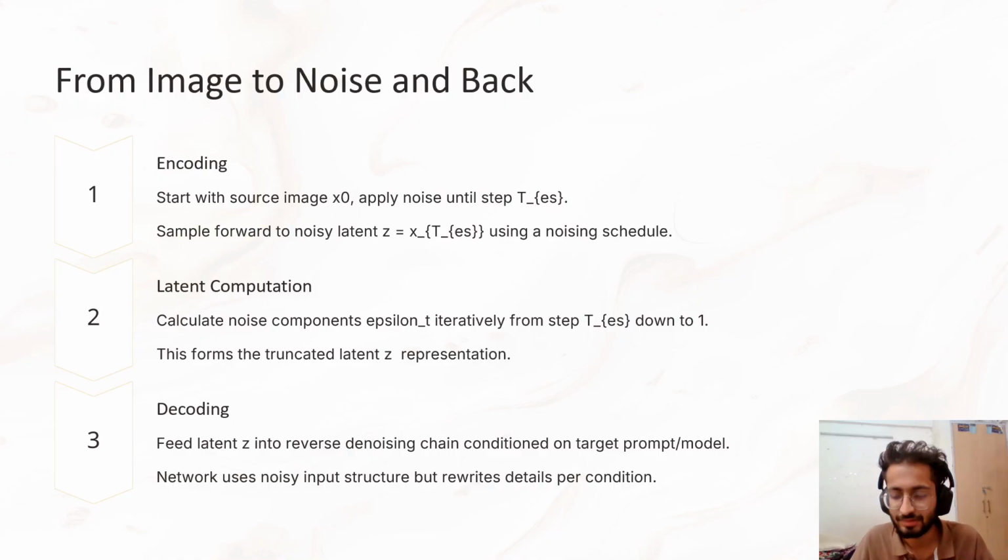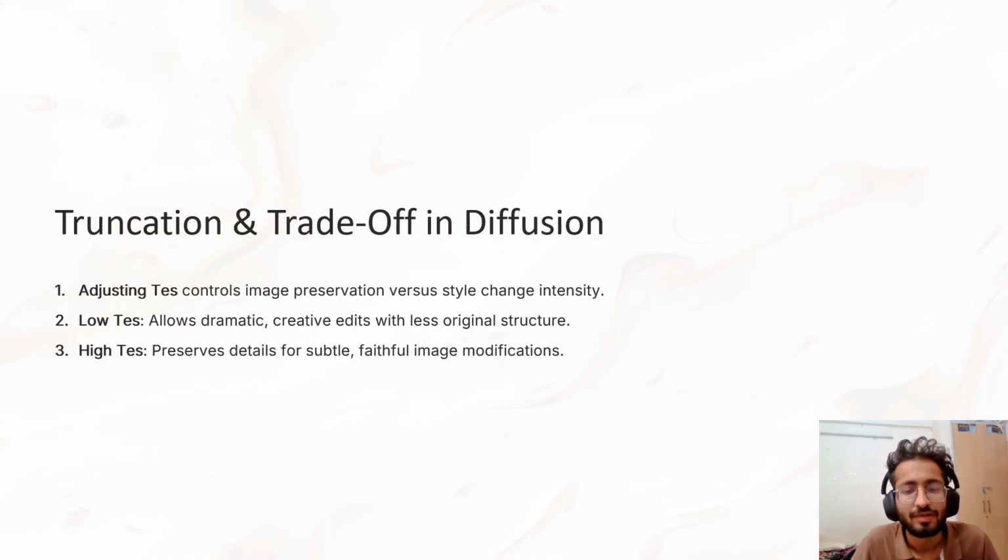So the third is the trade-off. It has low TS and high TS. Low TS gives more semantic freedom, for example completely changing hair, clothes, objects, with the risk of losing structural fidelity. High TS preserves more structure, for example lighting, face shape and layout. Edits are more subtle and custom.